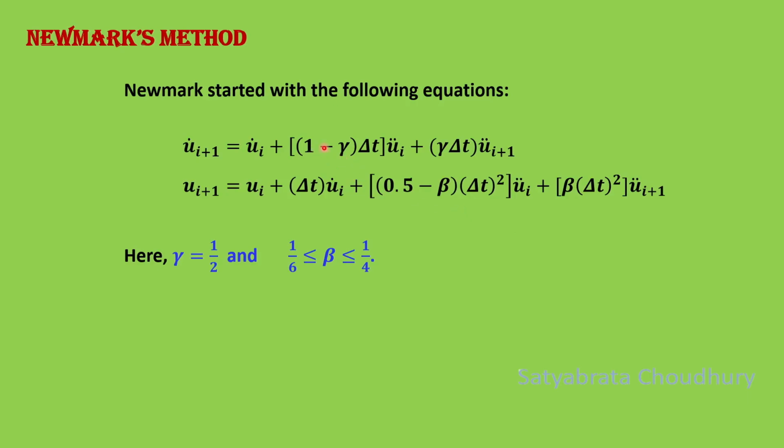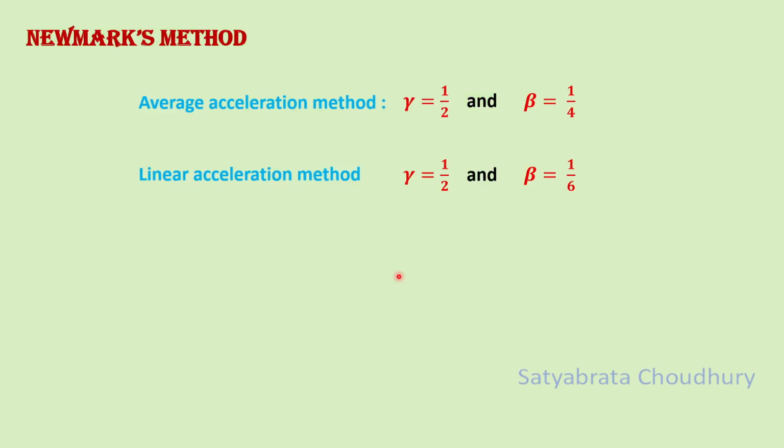Gamma and beta are two constants assumed by Newmark, with gamma equal to half and beta lying between 1 by 6 to 1 by 4 in the analysis. In Newmark's method, when we are using the average acceleration method, gamma equals half and beta equals 1 by 4. And when we use the linear acceleration method, we take gamma equal to half and beta equal to typically 1 by 6.